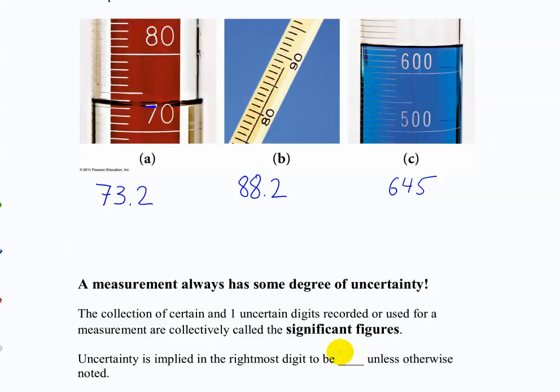And generally, that uncertainty should be plus or minus 1 unless otherwise noted. In some cases, you can't estimate that small, so it will be plus or minus 5. Can it ever be plus or minus 10? Why? Equals to the next. Yeah, because if it were plus or minus 10, that's like saying that the next digit is uncertain. So you should have just said that that digit was uncertain.